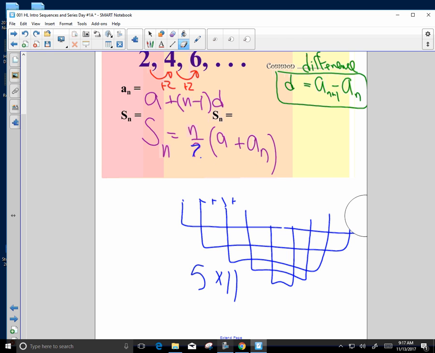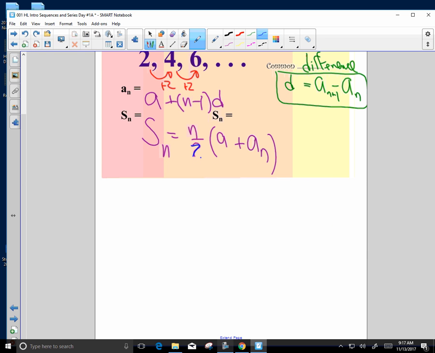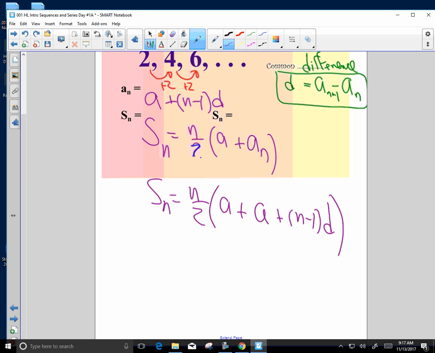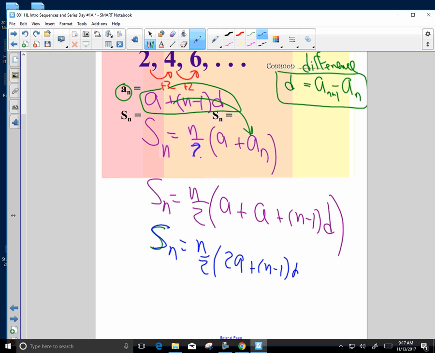All right, I'm going to expand this just a teeny tiny bit. You might see it in your formula packet. You might see this: a plus n minus 1 times d. Where did this a plus n minus 1 times d come from? It comes from here, right? This can be substituted in for that. And so now we're going to have a sort of a new formula, but it's not really new. The sum of n is going to be n over 2, 2a plus n minus 1 times d.